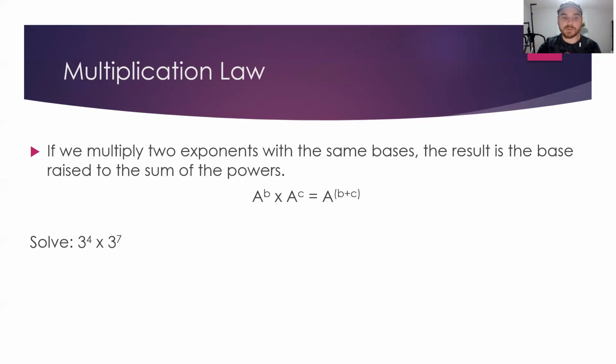So we're going to look at some examples. Here we have 3 to the fourth times 3 to the seventh. All we're going to do is first identify the base. Since they're both base 3, we can actually simplify this. We're going to have a base of 3, and then our power is going to be the sum of these 2 numbers. So we're going to have 4 plus 7, which is equal to 3 to the 11th. And there you go. Without doing any fancy math, you've solved this.